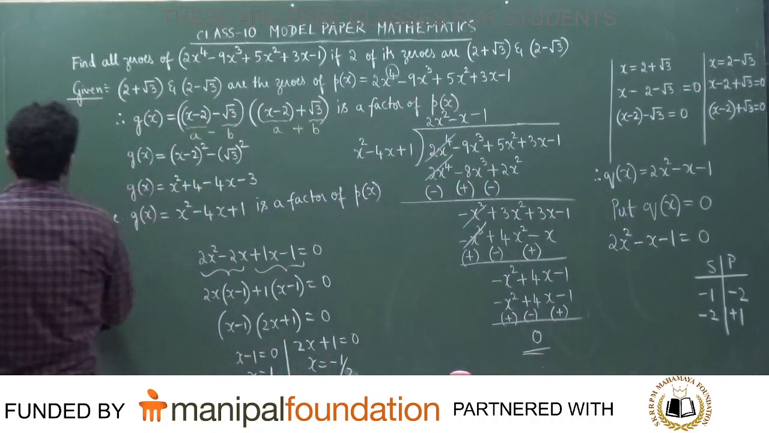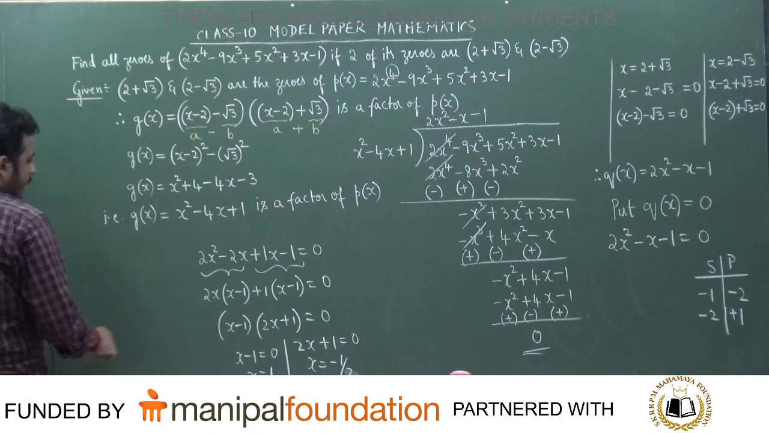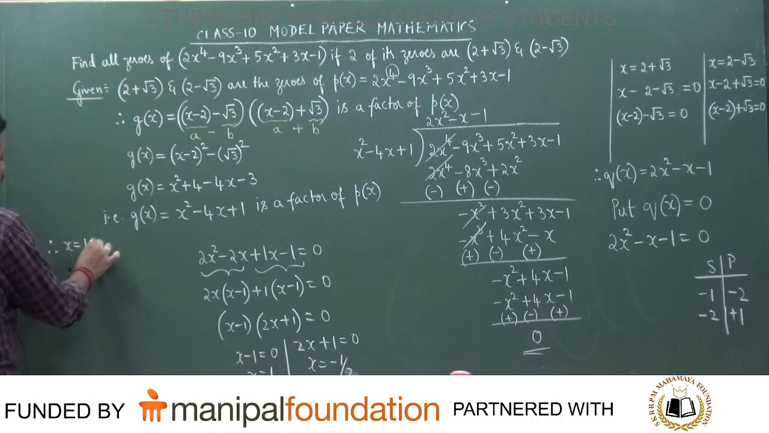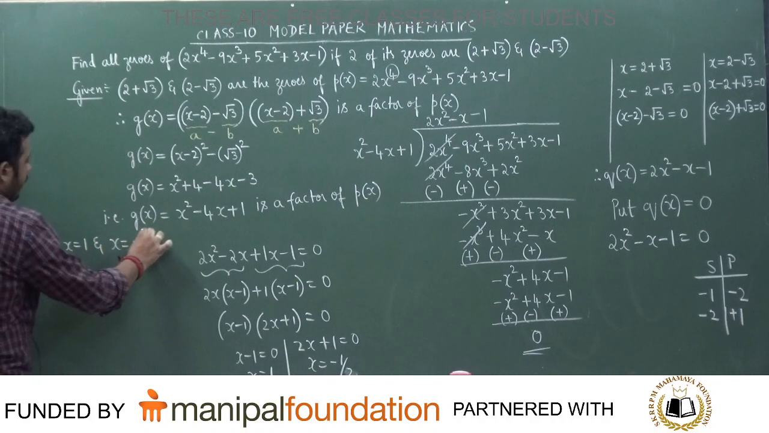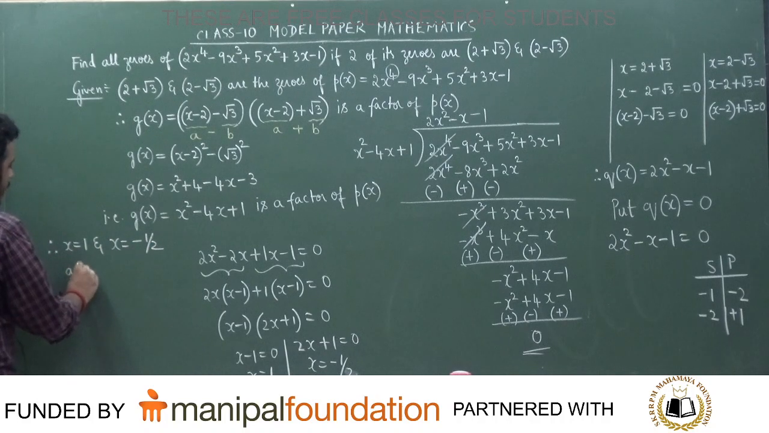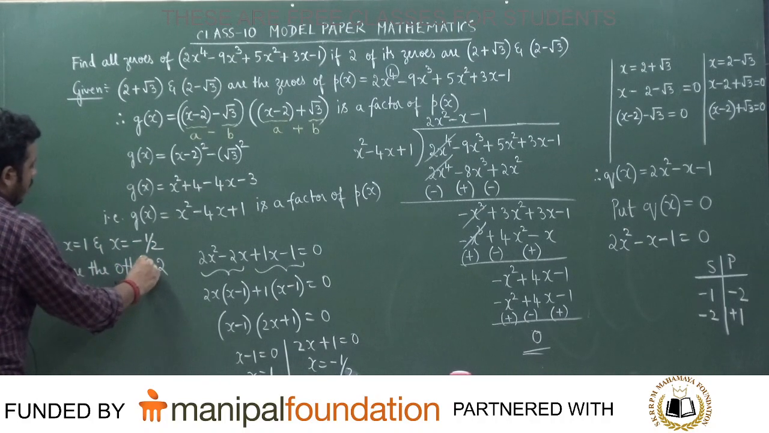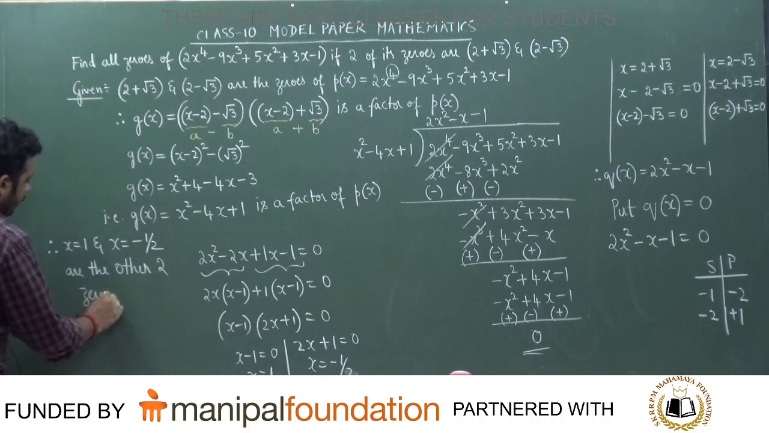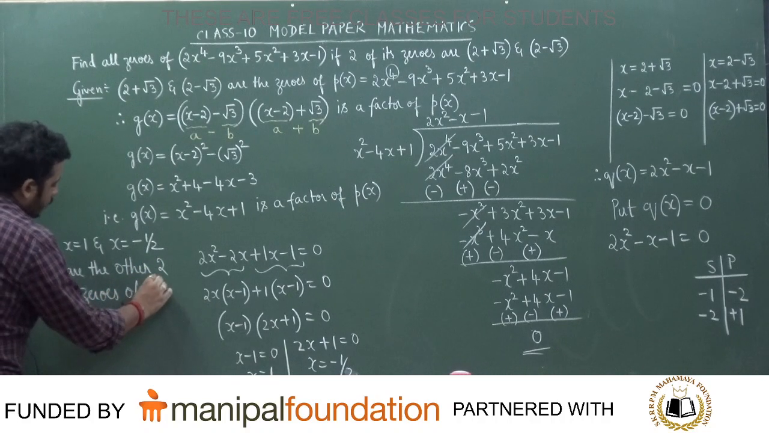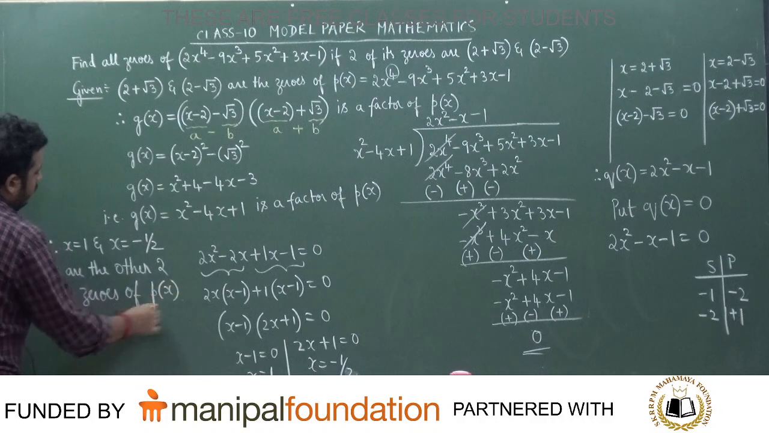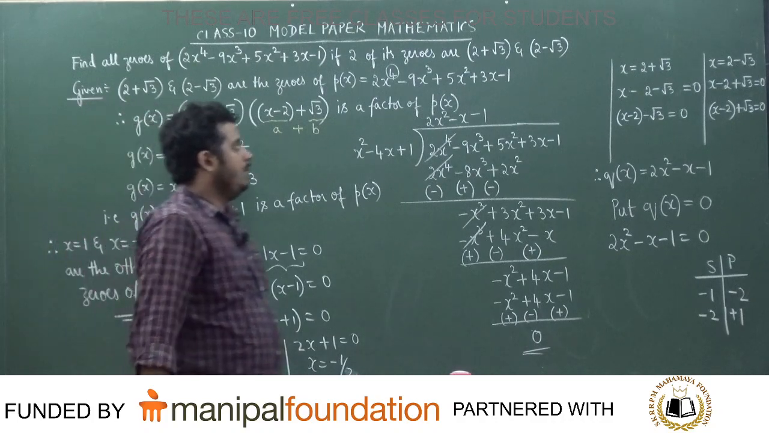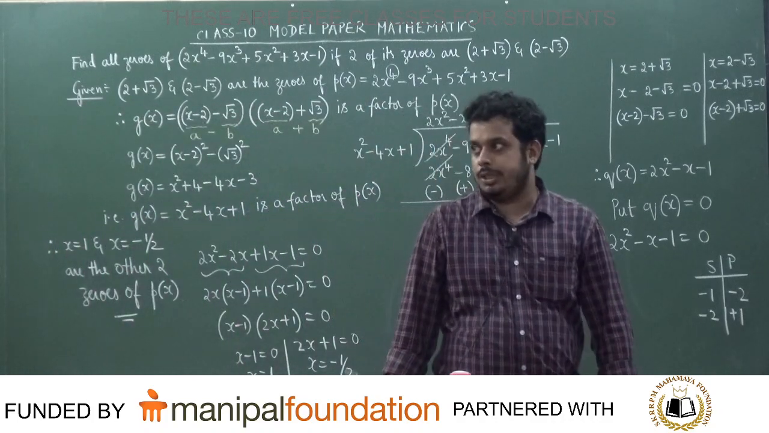Therefore, you have to write the conclusion like this. Therefore, x is equal to 1 and x is equal to minus half are the other 2 zeros of P of x, correct or not? This is the answer to the question. This is a very, very important 4 marks question, students.